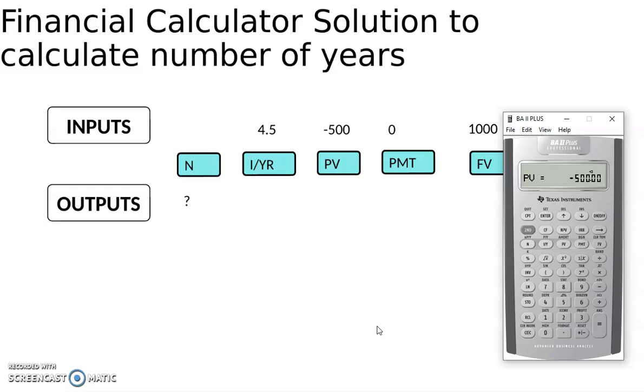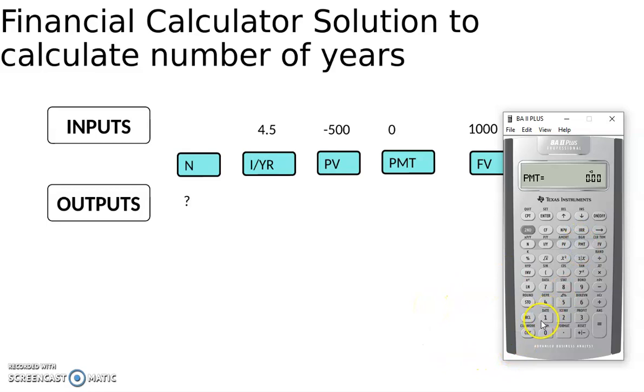So here I assume that I'm going to invest $500 today. I'm going to receive $1,000. I need to find out when I will receive this. So I set my PV to be negative 500. I then move to the PMT. Since I have no annuity payments, my PMT will be 0. So I'm going to put in 0 and set PMT equal to 0.